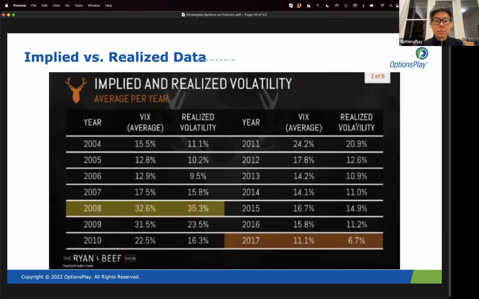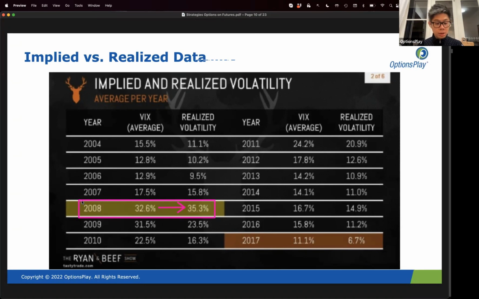So just to take a look at some of the implied versus realized data, this is from Tastyworks, from the Ryan and Beef Show, and this shows you the average realized volatility versus the expected volatility. And they use the VIX to estimate the 30-day expected volatility of the S&P 500. And then they measure the actual volatility of the S&P 500 over that period. And as you can see, from 2004 to 2017, this is 14 years worth of data, what you have is only a single year where the VIX was actually lower than the realized volatility, and that was 2008 during the financial crisis.